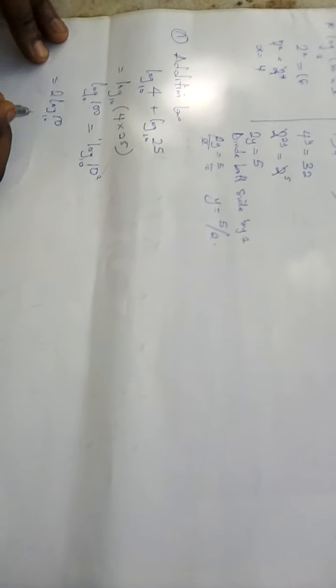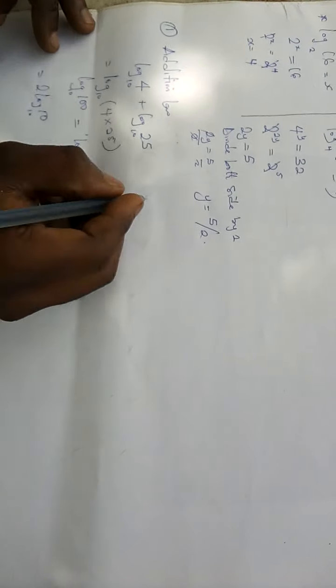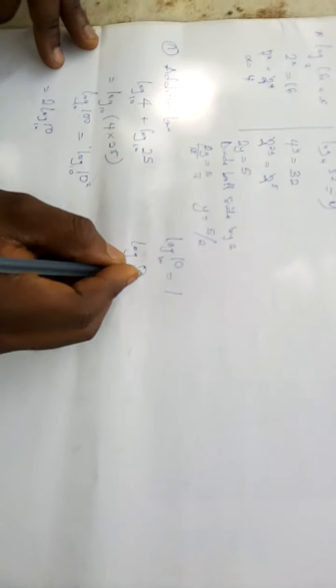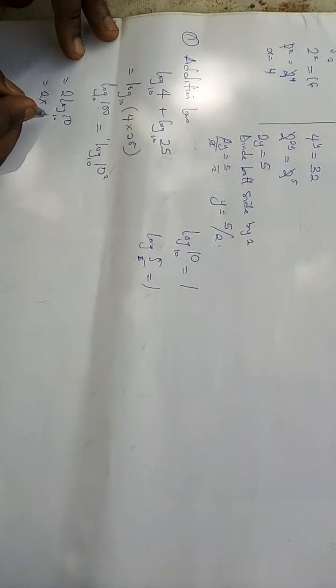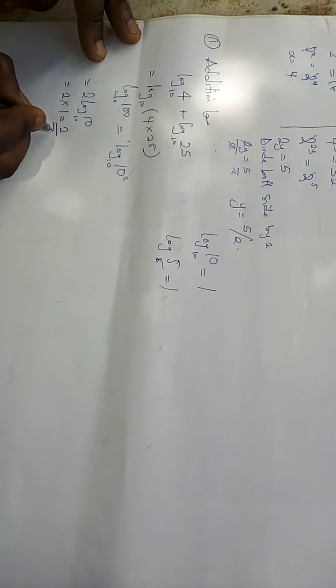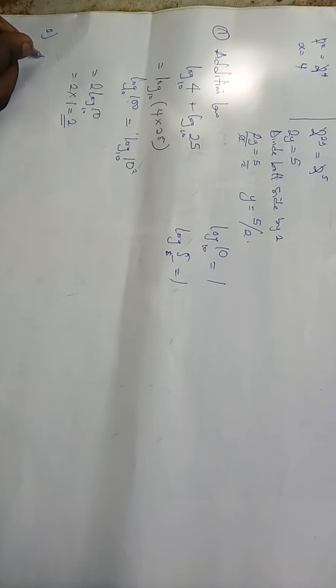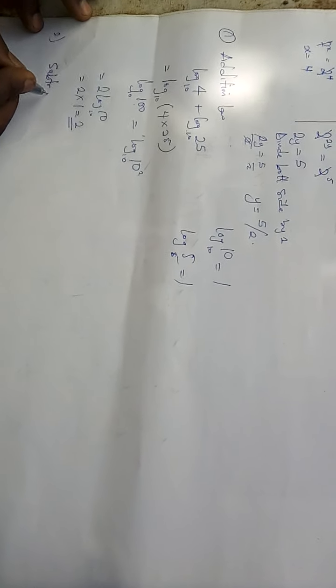Then this 2 will come to the front, which is 2 log 10 to base 10. I told you, log 10 to base 10 is 1. If you have something like this, it is 1, even if it's to base 5, it's still 1. So now it will be equal to 2 times log 10 to base 10, which is 1, which equals 2. So this is the addition law, and we have 2. The next one is subtraction.